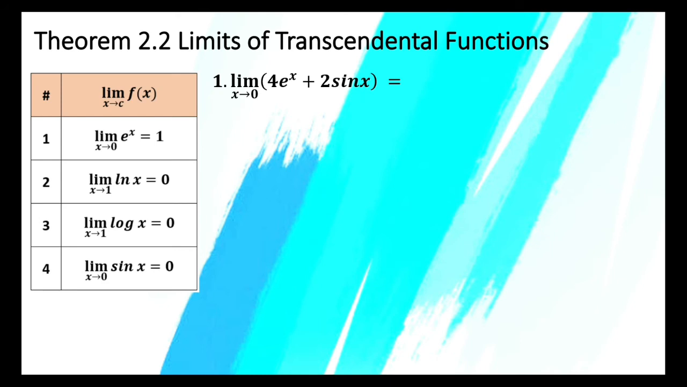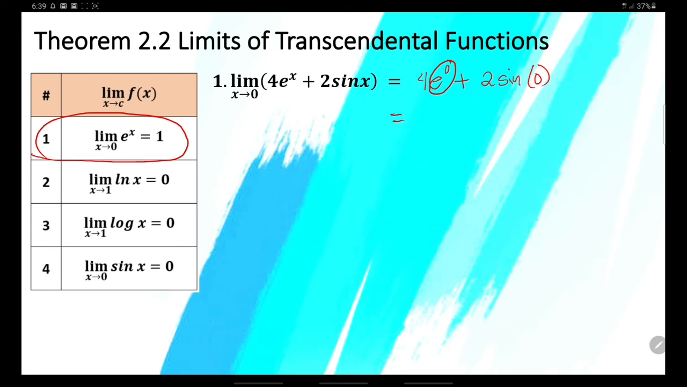The limit of 4e to the power of x plus 2 sine x as x approaches 0 is, okay, if we use direct substitution, this is 4e to the power of 0 plus 2 sine of 0. It is not undefined, so you can use direct substitution. We already know that e to the power of 0 is equivalent to 1. Any number to the power of 0 is equal to 1. And this is supported also by theorem 1: the limit of e to the power of x as x approaches 0 is 1.